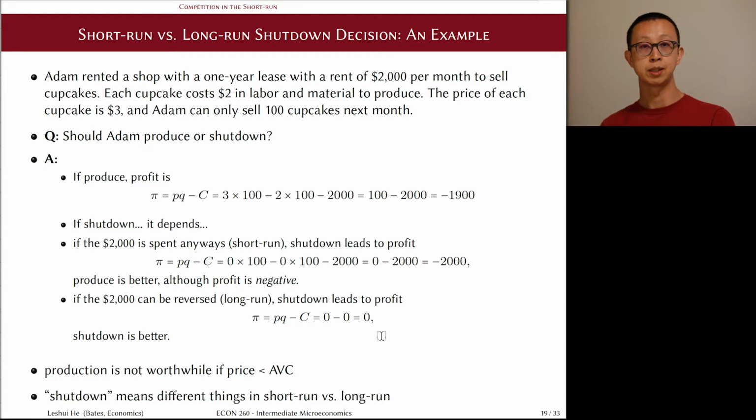Another observation from this example is that the decision of whether to follow the price equal to marginal cost rule depends on the timing of the choice. Being in the short run or long run may not necessarily alter the profit of the firm when it operates, but it changes alternative profit from shutting down, because the timing determines the fixed cost.